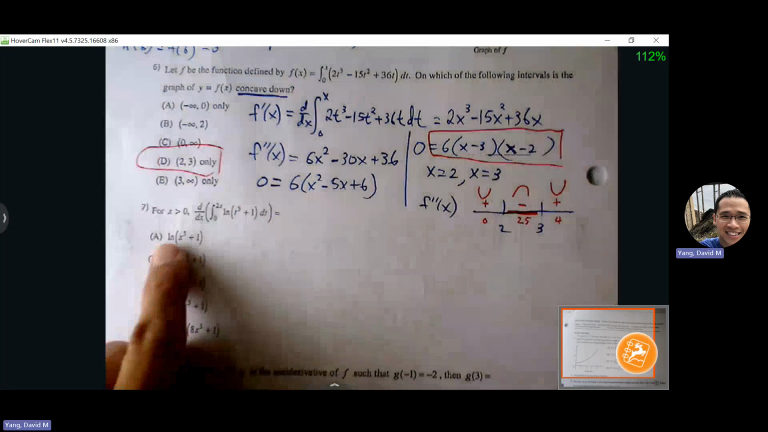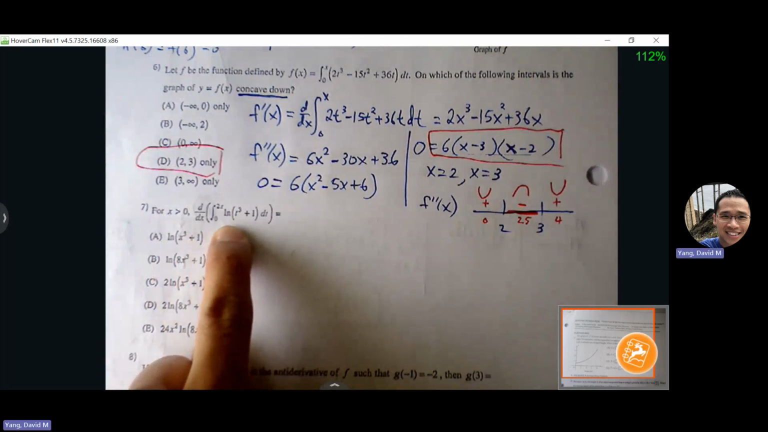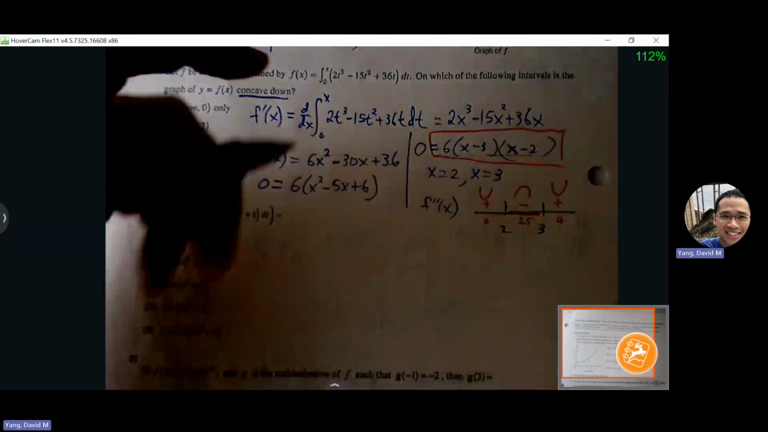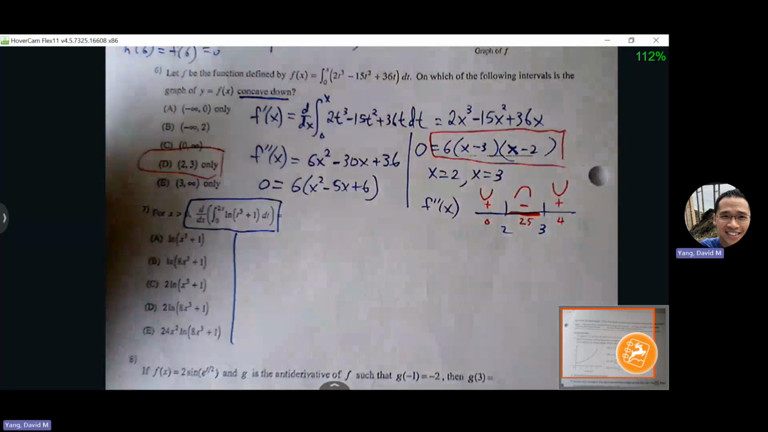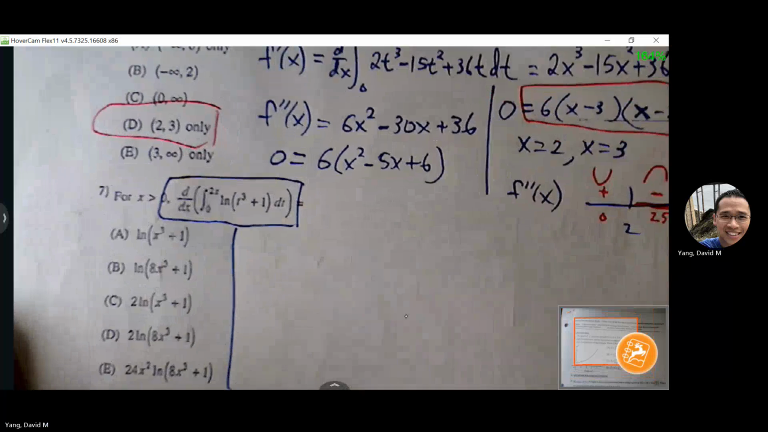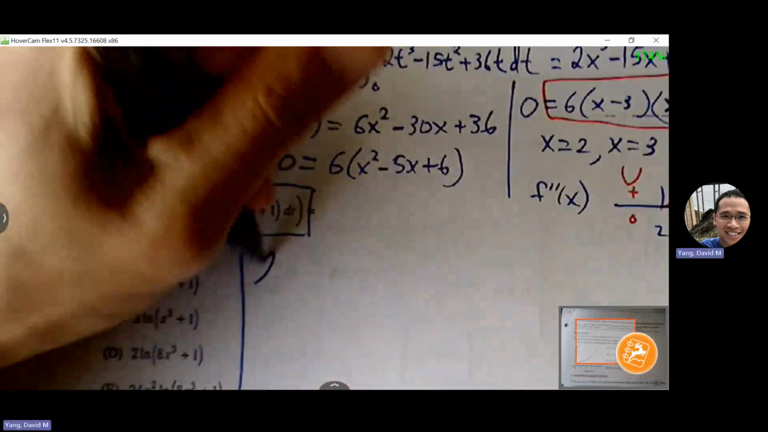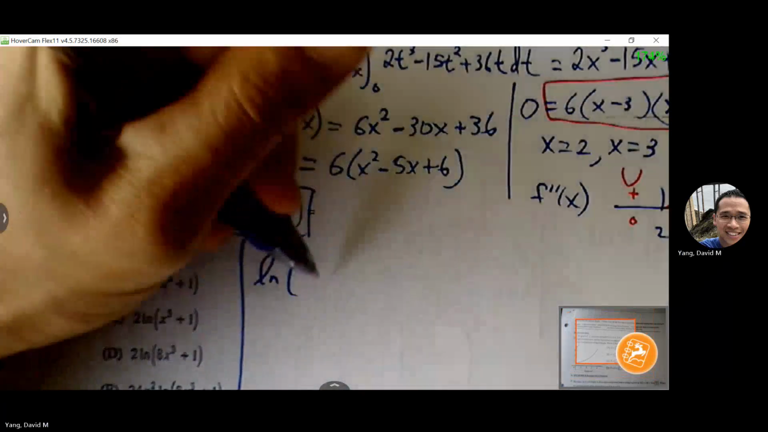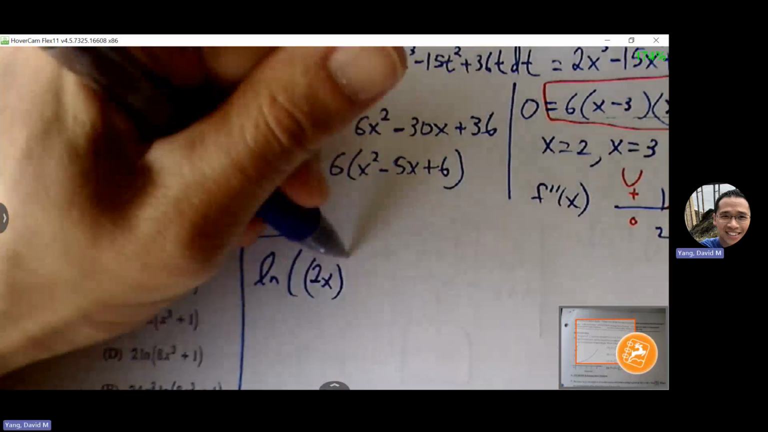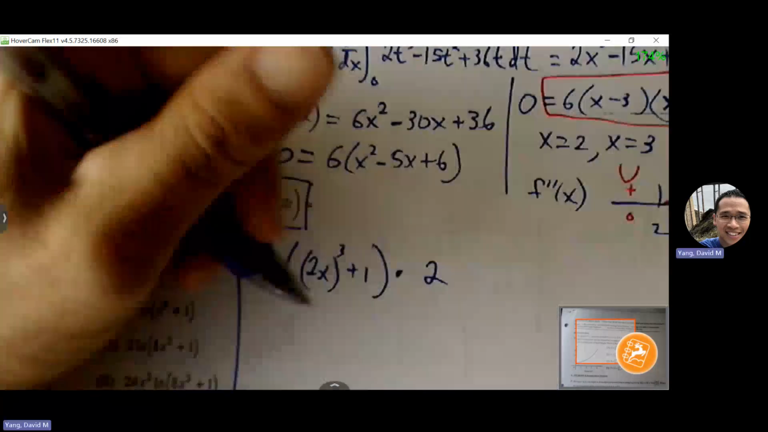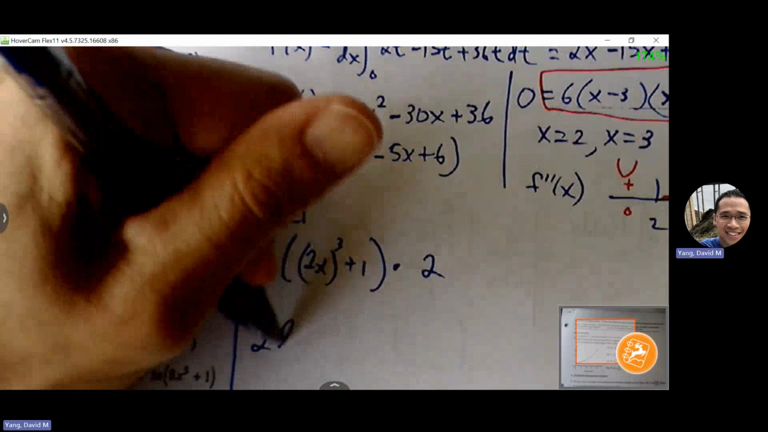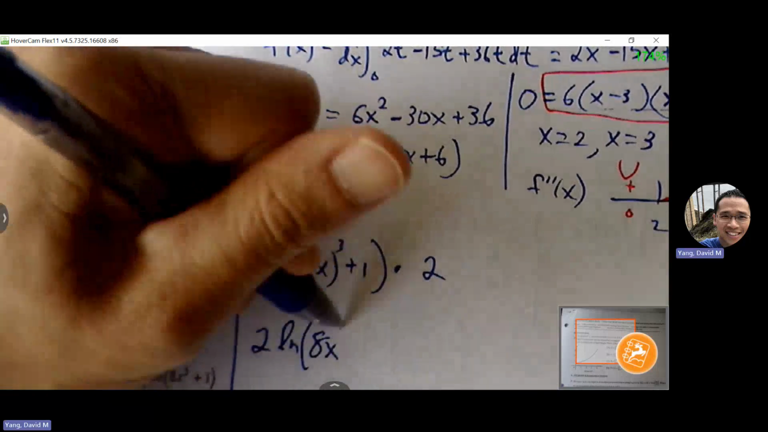Okay, find the derivative. So there's all these second fundamental theorem problems, right? We're getting a lot of practice with the second fundamental theorem. So what would this turn into here? Yeah, natural log of 2x quantity cubed plus 1 times upper bound's derivative, yeah. So let me clean this up a little bit. 2 natural log of 8x cubed plus.